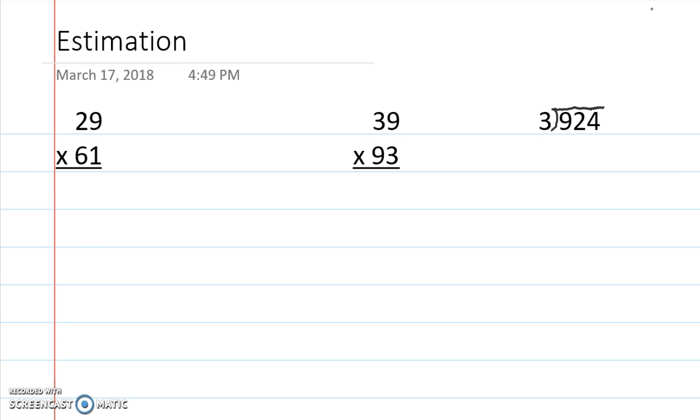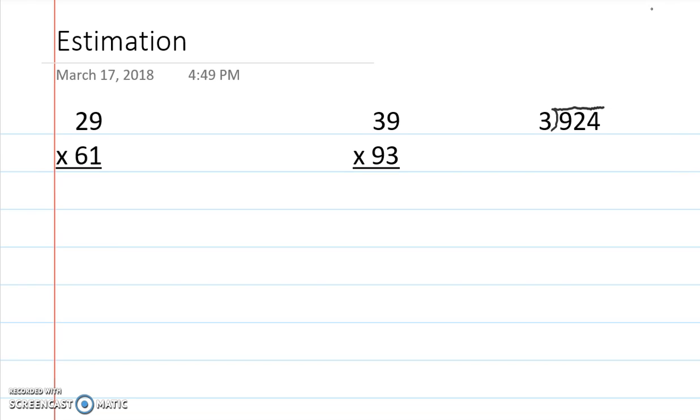Estimation in math can often be a step-by-step process as well, though. It's not just a complete guess in the dark. It is an educated guess, a guess based off of evidence, based off of things we already know.